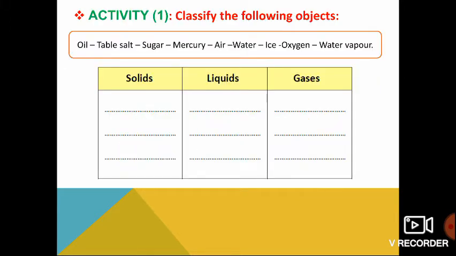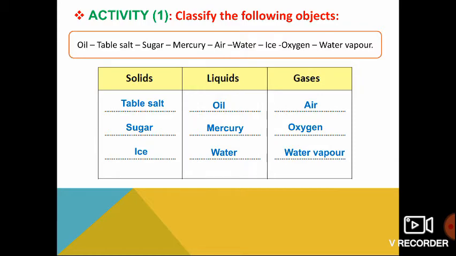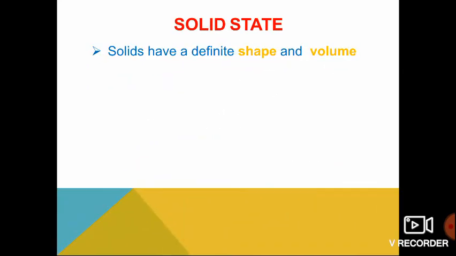We have an activity to classify the following objects: oil, table salt, sugar, mercury, air, water, ice, oxygen, water vapor. We will classify them in three categories: solids, liquids, or gases. Solids: we have table salt, sugar, ice. Liquids: oil, mercury, water. Gases: air, oxygen, and water vapor.